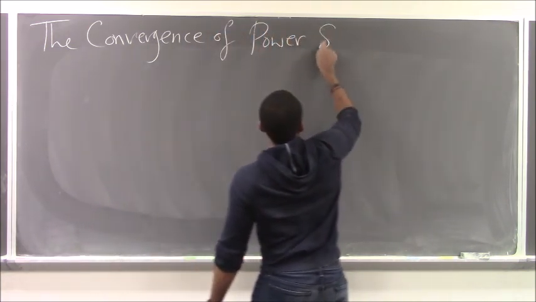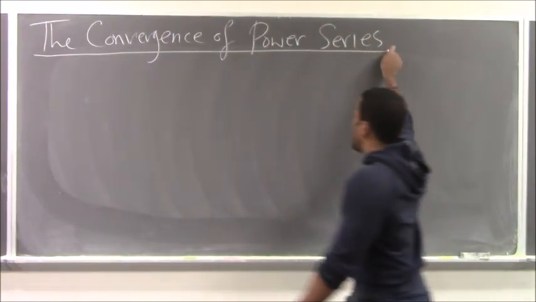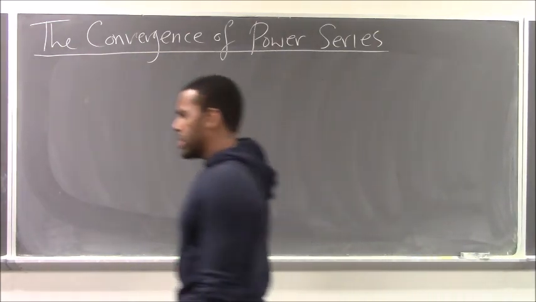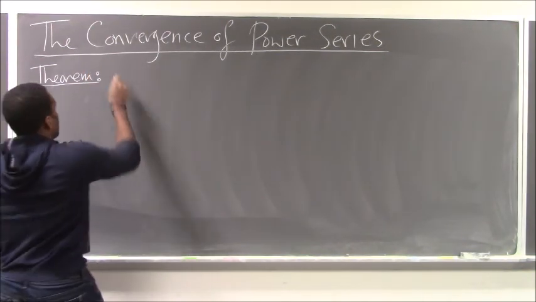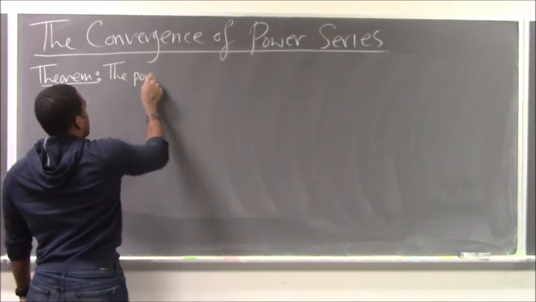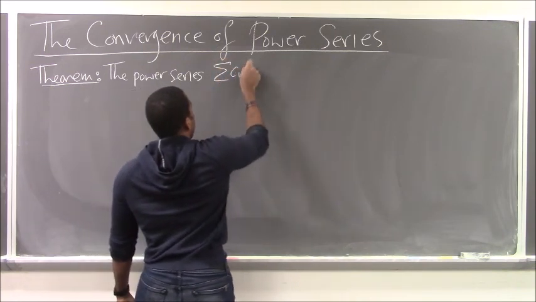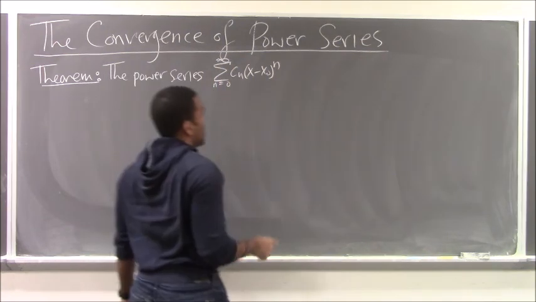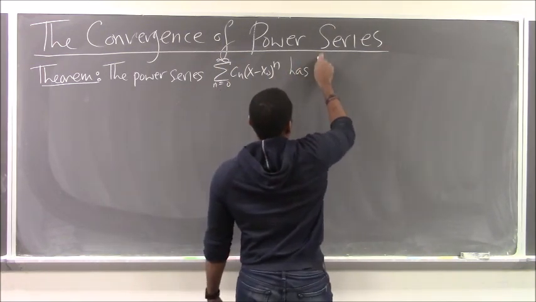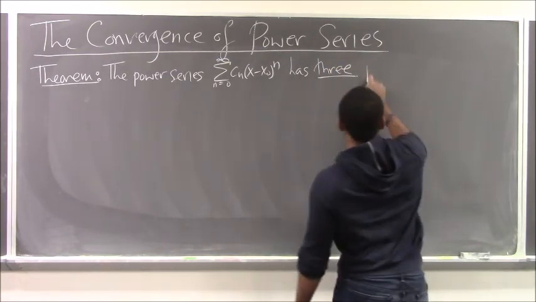So we know what a power series is. Let's talk about their convergence. It turns out that we can know about this based on one particular theorem. So this is a theorem. The power series, the sum of c_n times (x minus x naught) to the n, from n equals 0 to infinity, has specifically three possibilities for convergence.